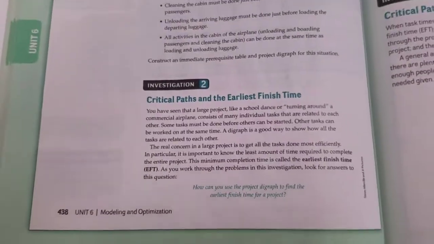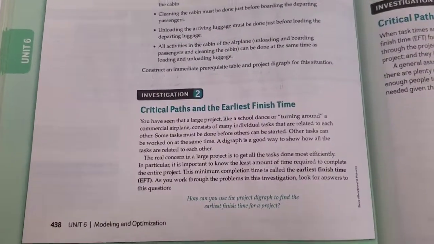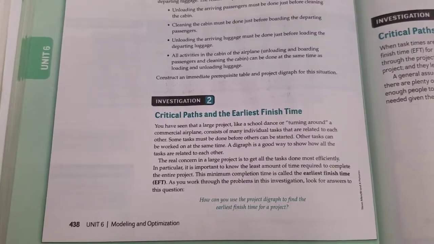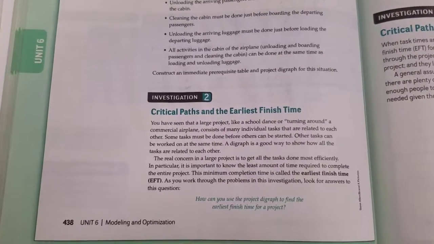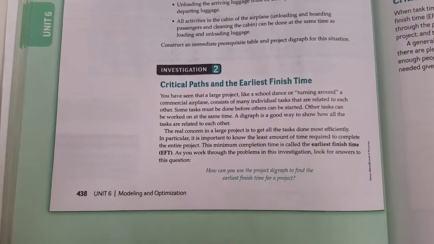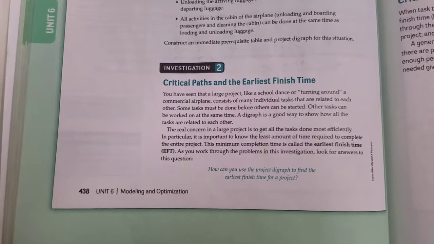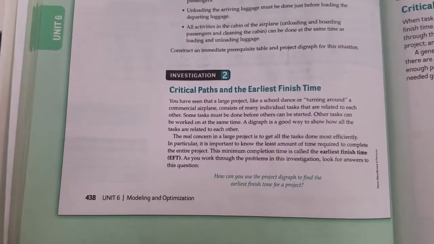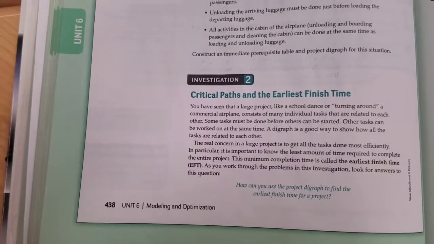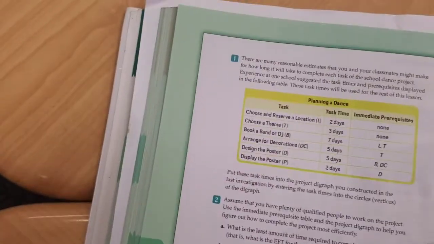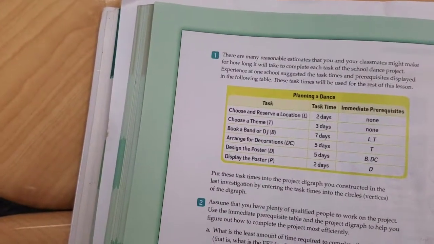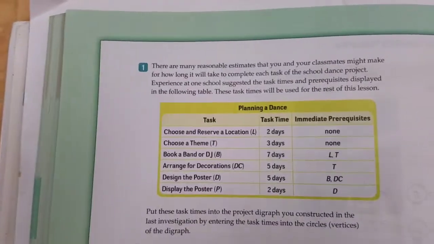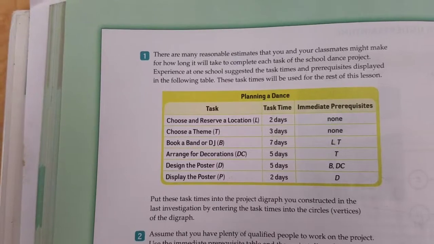Okay, we're going to continue on with the Marshall High School Spring Dance, and we're going to talk about the critical path and the earliest finish time this time. So I'm starting on page 438. Then we're going to go ahead and talk about number one. So it gives you the task times.